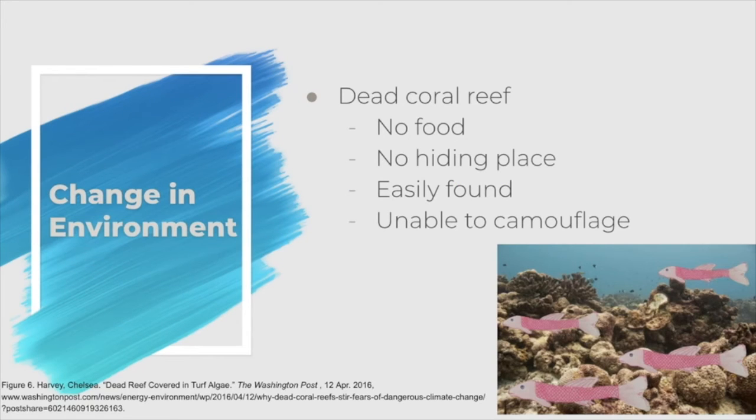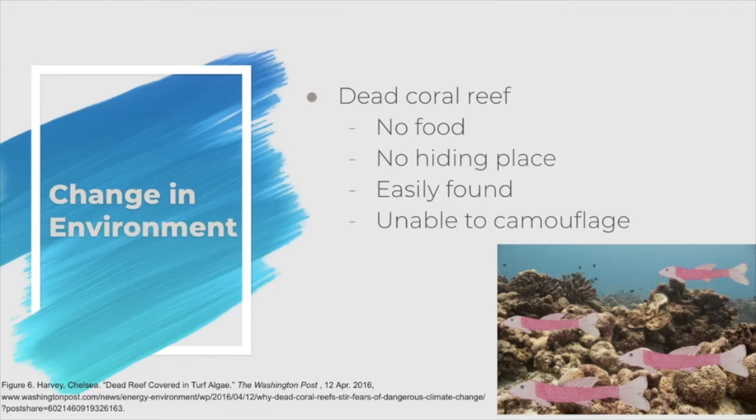Change in environment. Another part of this project was for us to get our island and then change something about it and then see how the fish would react. Since, like I said before, our Island 1 had a lot of coral reefs and a lot of fish, what we did to change the environment was the coral reef died. There were dead coral reefs.